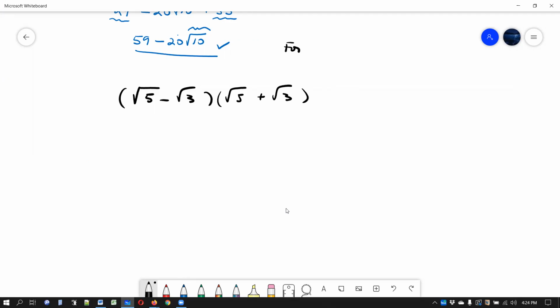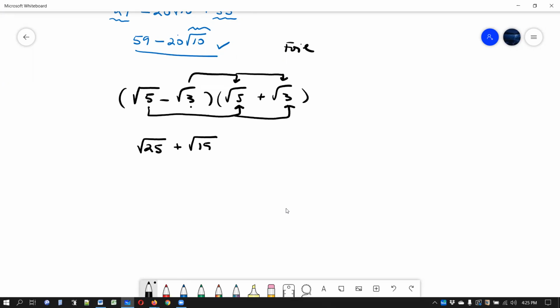Okay, so again, this is the FOILing technique because I have 2 terms on the left, 2 terms on the right. But notice that they have exactly the same values, square root of 5, square root of 3, square root of 5, square root of 3, but one is a minus, the other is a plus. So the multiplications are done the same. It's the same FOILing technique. But look how the values come out now. So radical 5 times radical 5 is 1 radical 25. Radical 5 times radical 3, 1 radical 15.